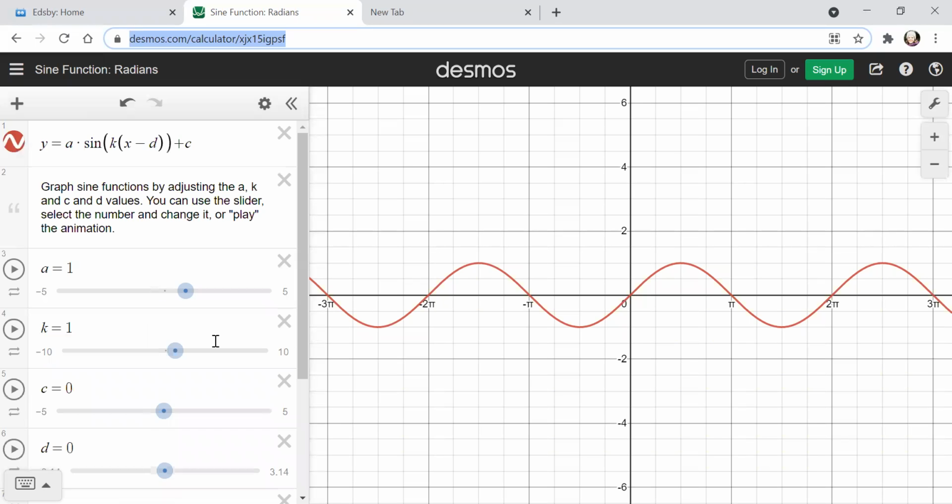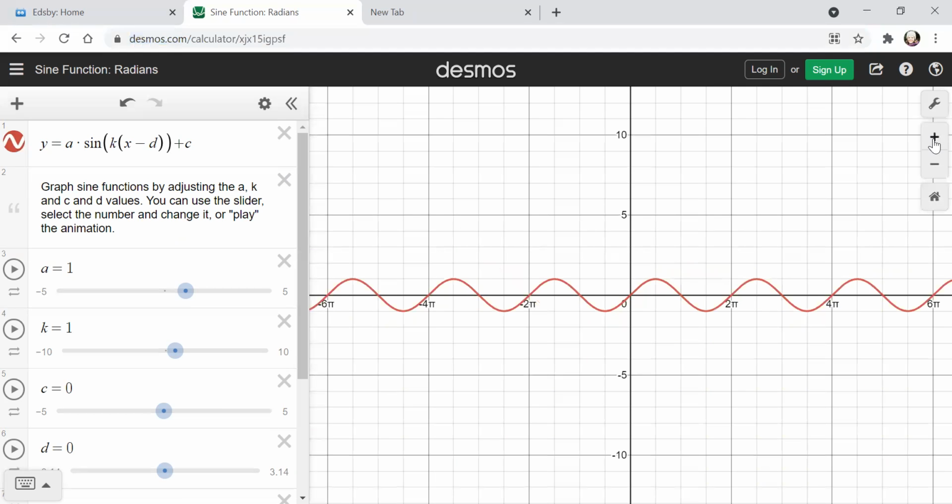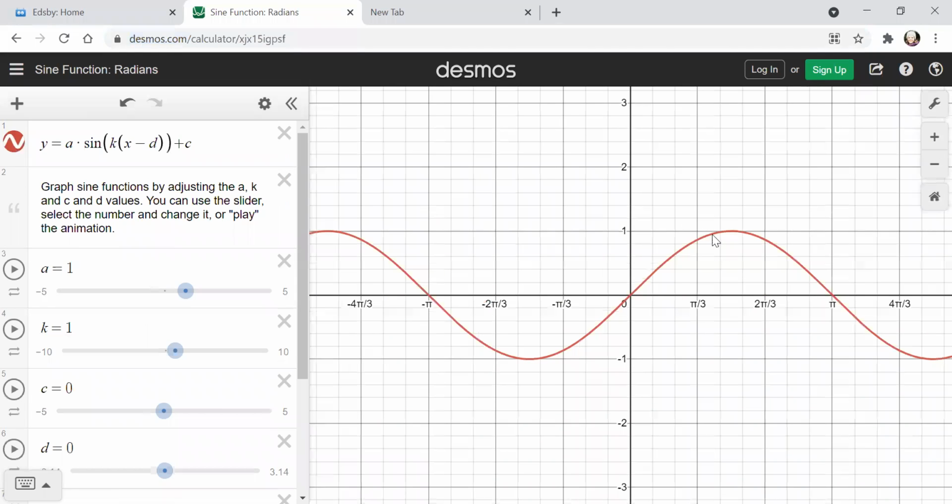Hopefully you guys can see my graph here. This is what sine function looks like with nothing changed. Initially, it starts off with an A value of 1, a K value of 1, C is 0, D is 0. So this is how sine function looks without anything happening to it. You can definitely see it's a repeating pattern, okay? And you can see that the height, the minimum and the maximum, it goes up to 1 and down to -1. You can kind of see the highs and the lows there.